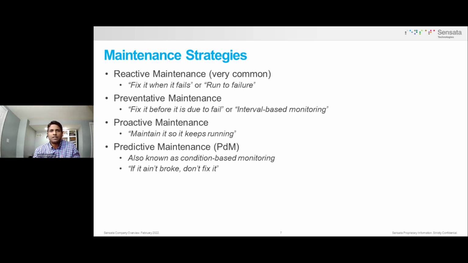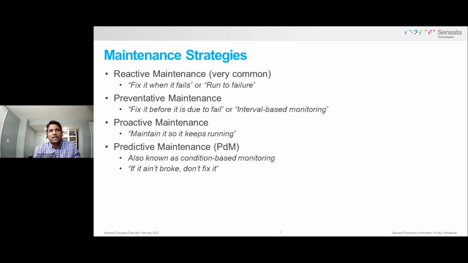The second type of maintenance strategy is preventative maintenance, also known as fix it before it is due to fail, or interval-based monitoring. And to be really honest with you, it can do more harm than good because high maintenance skills and spares management is required to do this correctly. The advantage of using this strategy is that it is ideal for assets with age-related problems, and when there's no cost-effective condition-based ways that can be implemented. But the problem is that it is often implemented on assets without age-related failures, and it is very costly. Unnecessary work is performed, which increases downtime, and it also introduces new problems.